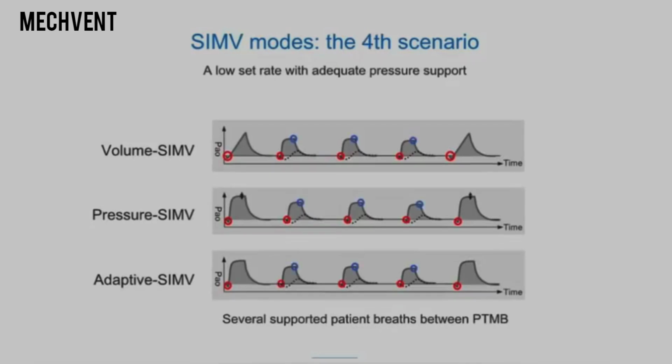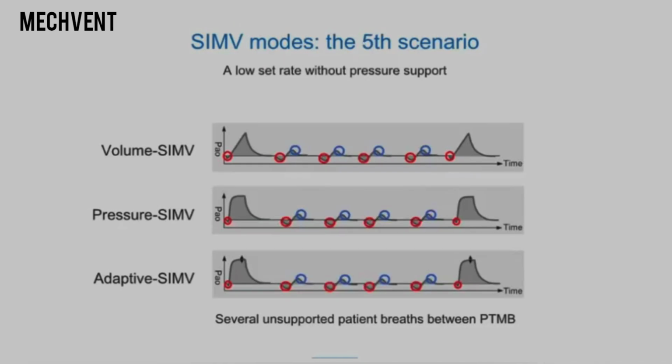At a low set rate, the interval is long so that SB can take place between 2 consecutive PTMB. The SB may be pressure supported or unsupported. In these cases, SIMV modes act like pressure support mode.